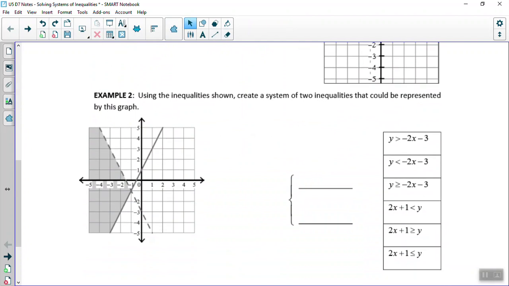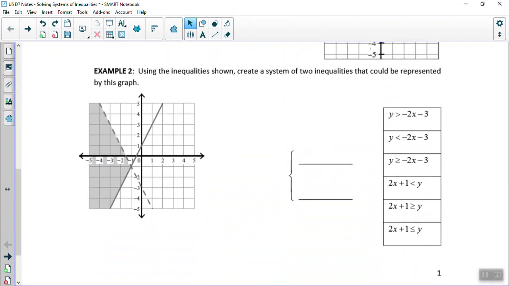All right, now let's come down here and take a look at this one here. So for example 2, here we have a graph all ready for us. We have to create the system of two inequalities that could be represented by this graph. So first thing I look at is my equations. So we're going to notice that these three are all the same. Okay, those three are all the same.